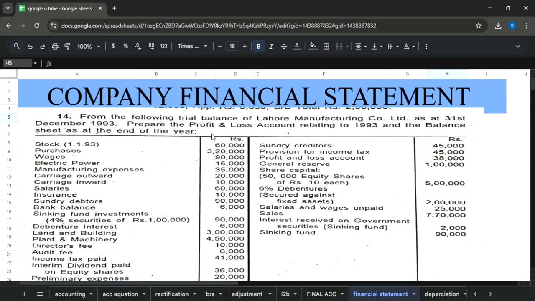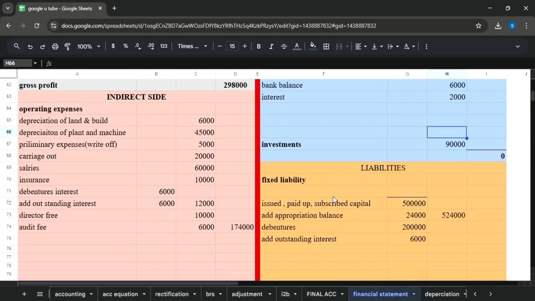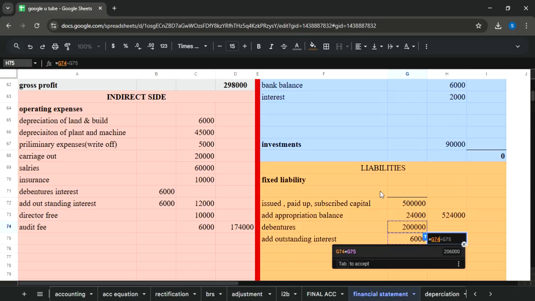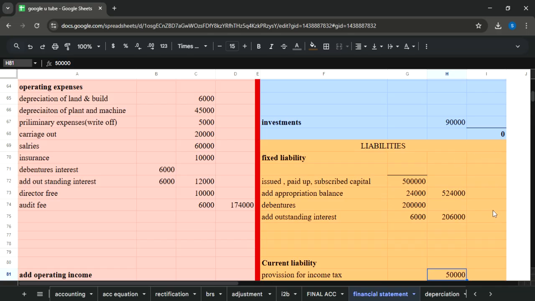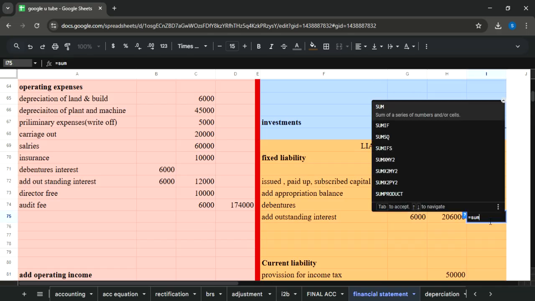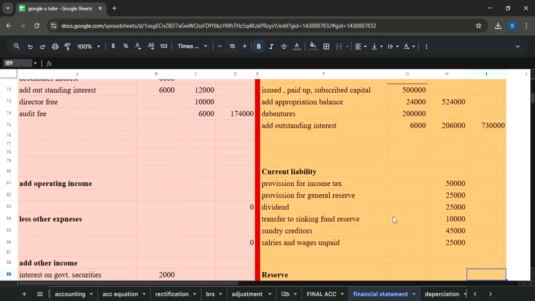It is not mentioned over here, and on the downward side it is not mentioned at all. That is why this authorized capital is still vacant, but that would not make any difference because authorized capital is just a nominal capital. Next, debentures plus outstanding. All fixed liabilities are completed. We will now take the sum of these two different fixed liabilities to get the grand total of fixed liabilities. Completed.